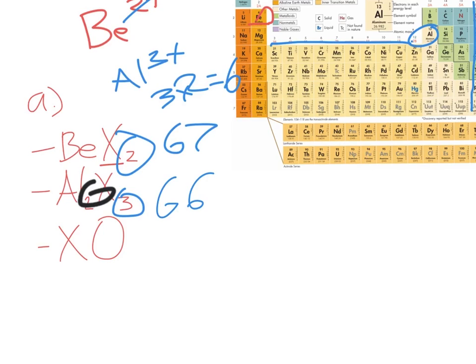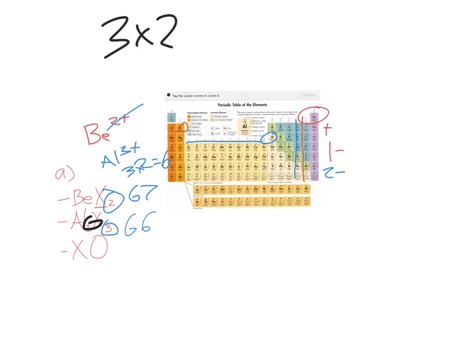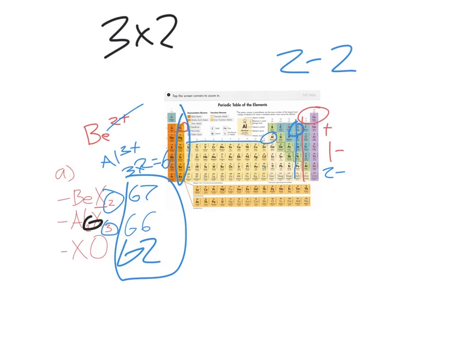And then for the last one, which is XO, we know O is oxygen, right? Oxygen is right here, and that has a charge of 2 negative, because it adds 2 electrons in order to reach the noble gas formation. So anything that's 2 negative would need 2 positive to cancel it out to make the ionic compound. So that would be in group 2, because it would lose 2 valence electrons. So here you got it. For Be, it was group 7, for aluminum, group 6, and for oxygen, group 2.